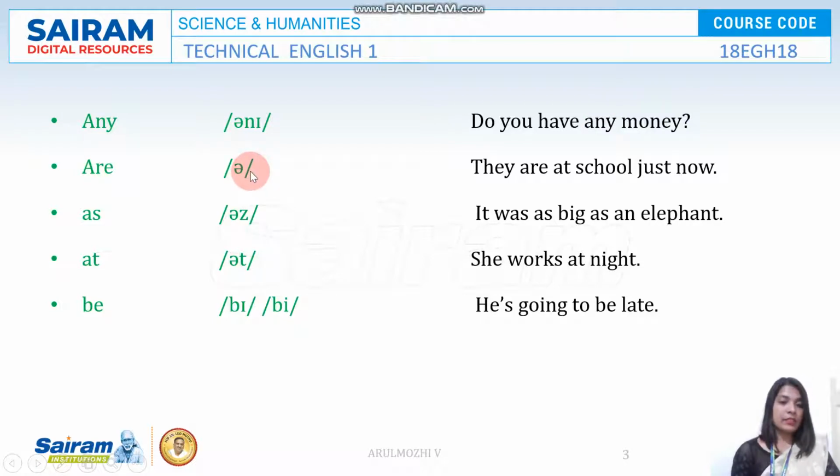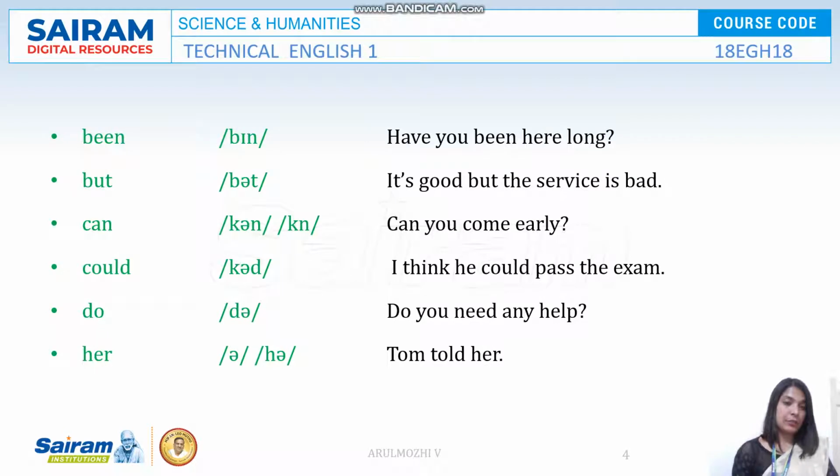Are becomes a weak form. They are at school. Are is the full form. But they're at school. They're at school. It must be abbreviated when we use it in the weak form version. Next one, as becomes weak as. It was as good as an elephant, or it was as big as an elephant. At becomes weak at. She works at night. Be becomes weak be. He is going to be late. Be late. Okay, next one.